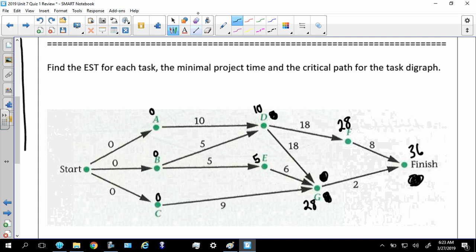Now, the one thing that we haven't necessarily highlighted is that this 36 right here is the minimum project time. Okay, just kind of keep that in mind. You're not changing anything mathematically. It's just, there you go.